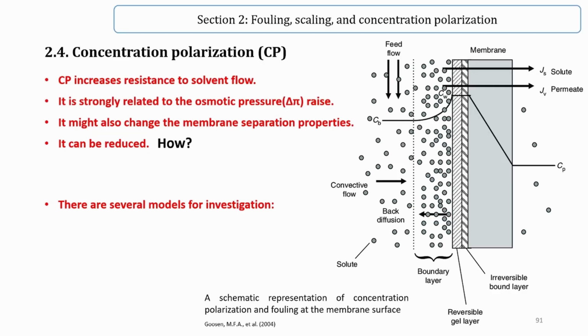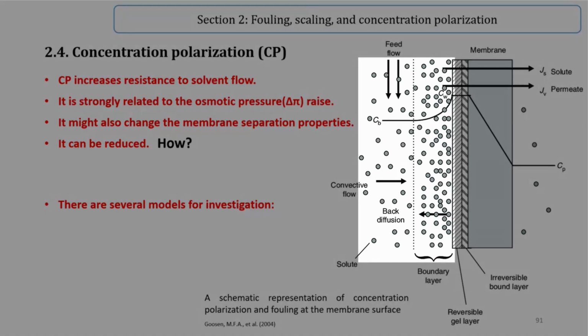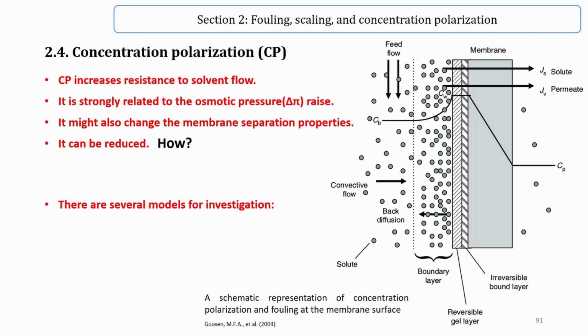The solute builds up at the membrane surface until the equilibrium between diffusive and convective solute fluxes is attained. As a result, the solute concentration changes from a maximum at the membrane surface to the bulk as illustrated in this figure. This phenomenon is known as concentration polarization.